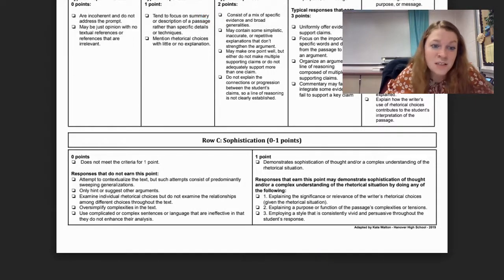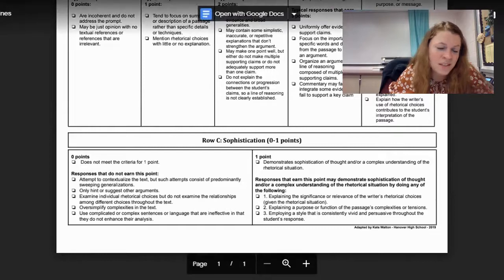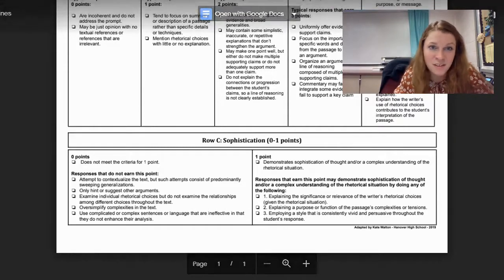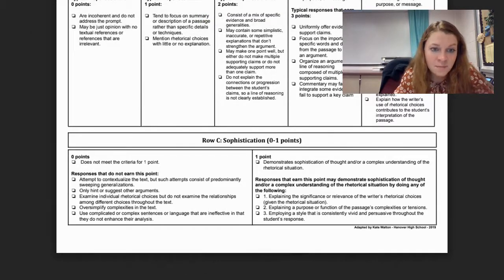The responses that don't earn this point attempt to contextualize the text, but such attempts are just general, basically. You're not doing a great job of being specific. You only hint or suggest other arguments. You oversimplify, and you use complicated or complex sentences or language that's ineffective, and it doesn't enhance it. So basically here, you use a passive voice, you lack complexity, there's no sentence variety.